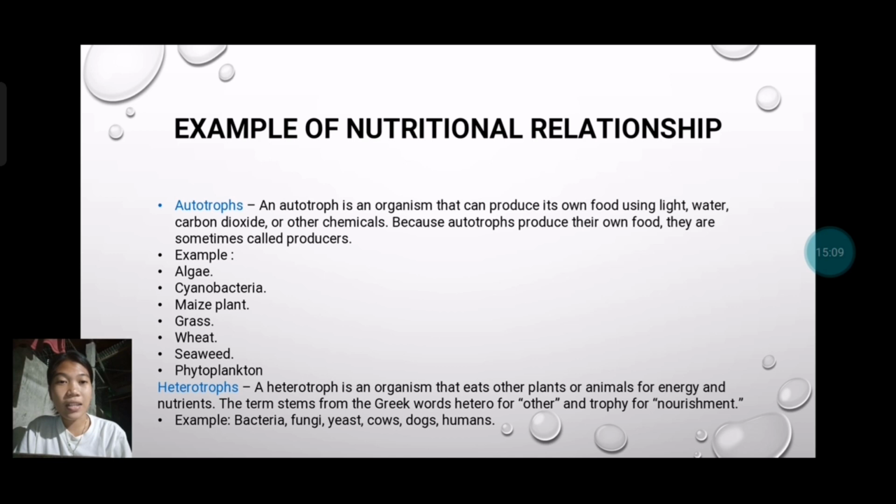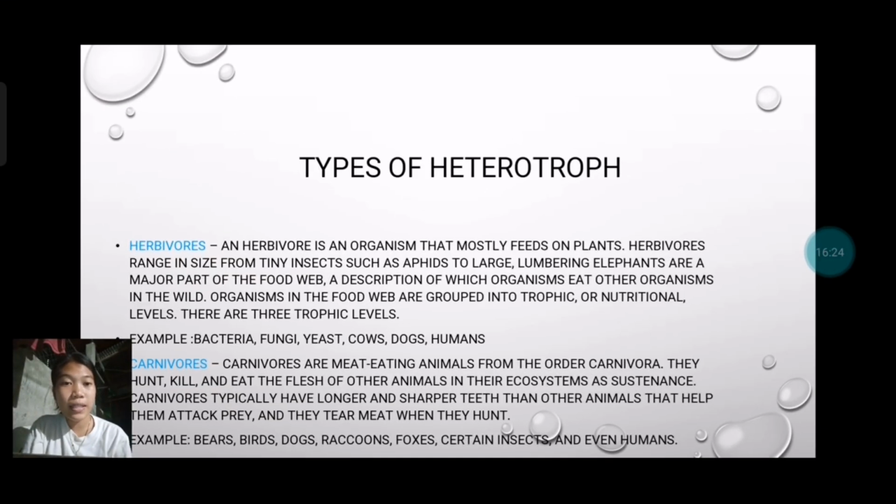Examples: algae, maize plant, grass, wheat, seaweed, phytoplankton. Next was the heterotrophs. The term stems from the Greek words hetero, for other, and trophe, for nourishment. Examples: bacteria, fungi, yeast, cows, dogs, humans. The first type is the herbivores, the second is the carnivores, and the last one is the omnivores.